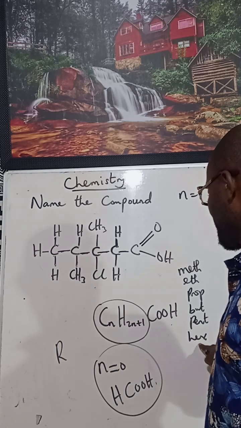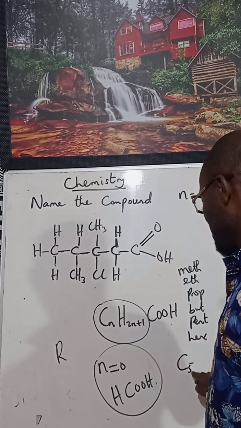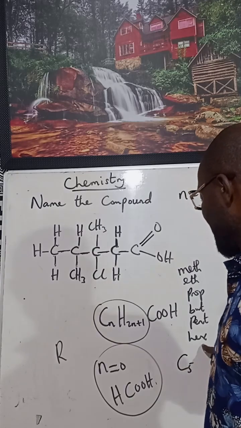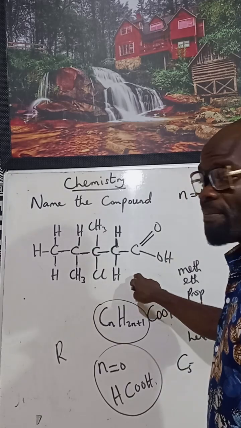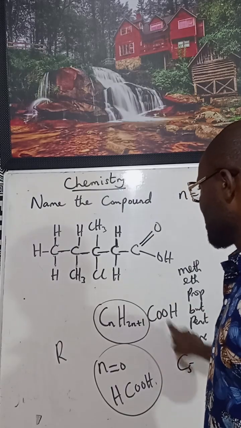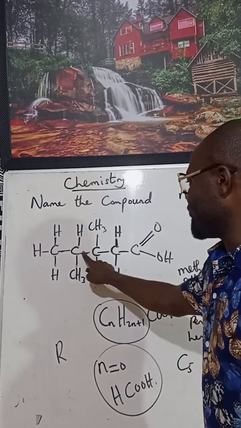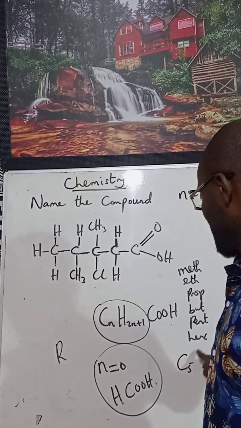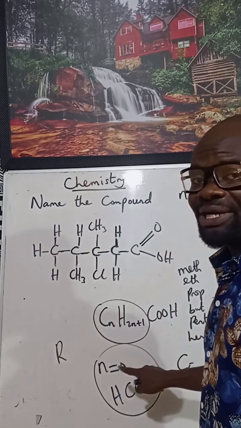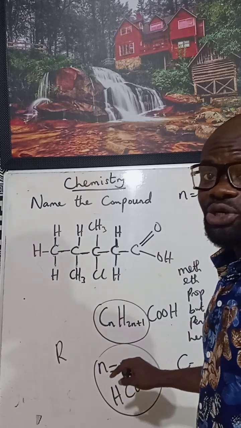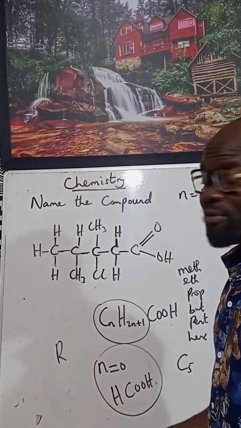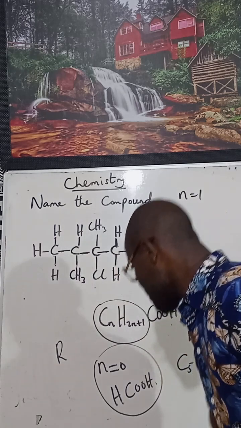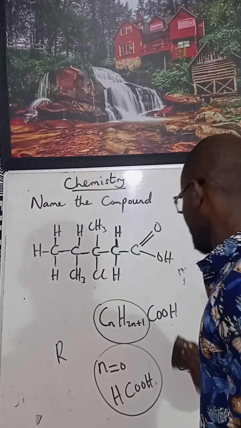So that 5 is C5. That means the carbon atom is 5. So let's count the number of C: 1, 2, 3, 4, 5. So this is C5. So that means it's going to be hex. So hexanoic acid. That's the parent name of this compound. Hexanoic acid. So let me clear this. It's called what? Hexanoic acid.